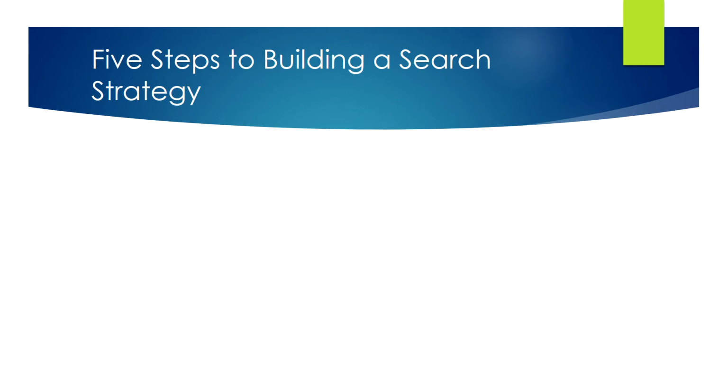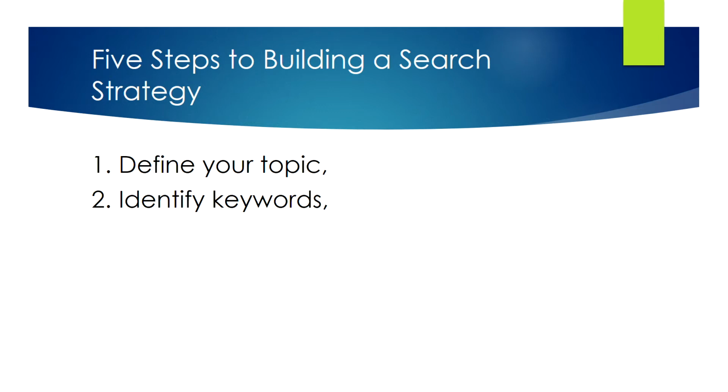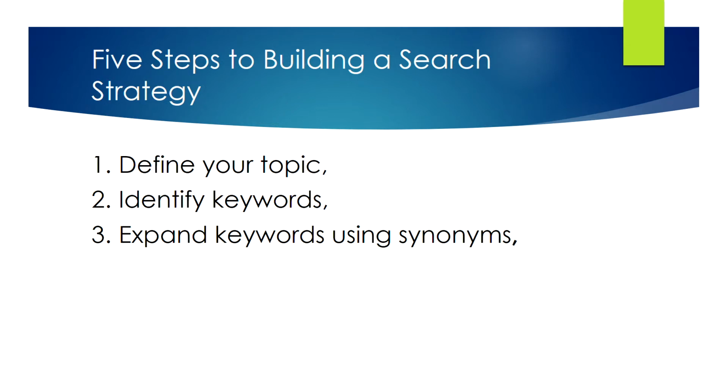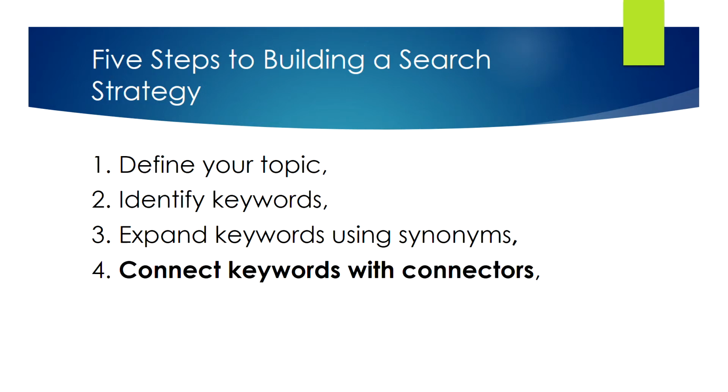As you recall, there are 5 steps to building a search strategy. We talked about in part 1 how we define our topic and create a narrative research question. And from that question, we can identify our initial keywords. In part 2, we talked about how we can expand our keywords using synonyms and related terms. In this video, we will talk about how to connect those keywords with something we call connectors.